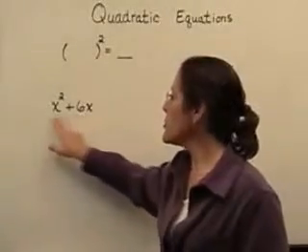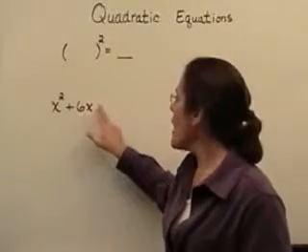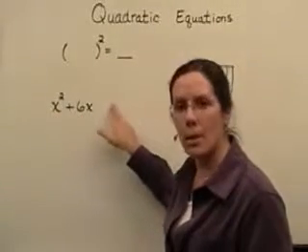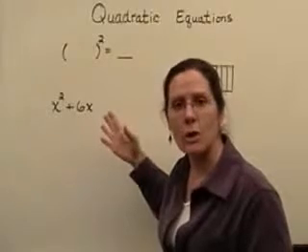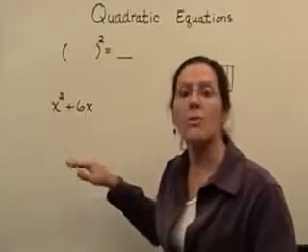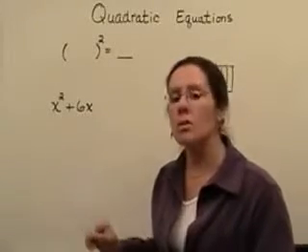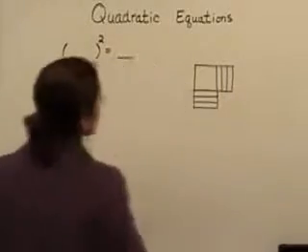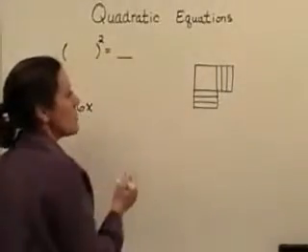I've got two terms right here, x squared plus 6x. I'm going to look to add some number to this to make it into a trinomial that is a perfect square trinomial so that I can factor it into the product of two binomials that are the same. I'm going to illustrate this at first with this picture.